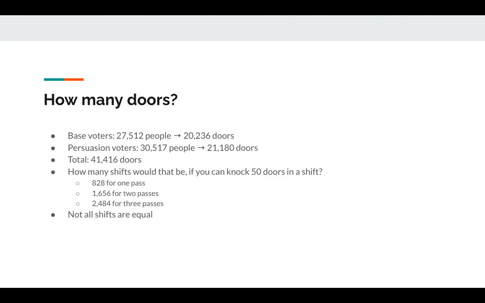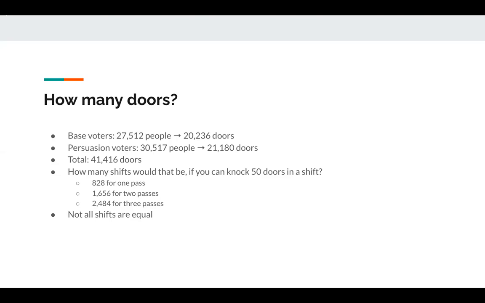How long would it actually take to knock all of those doors? If we assume that a volunteer leader in a 3-hour shift can knock 50 doors, which is a pretty safe assumption in fairly dense, relatively urban to dense suburban turf, we would need 828 volunteer shifts for one pass, 1,656 for two passes, and 2,484 for three passes.